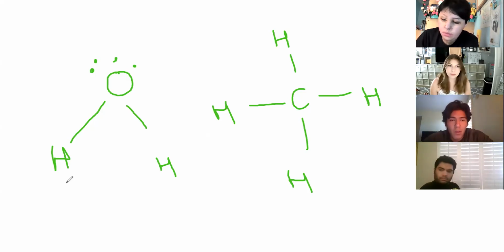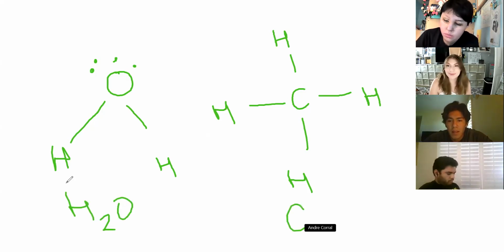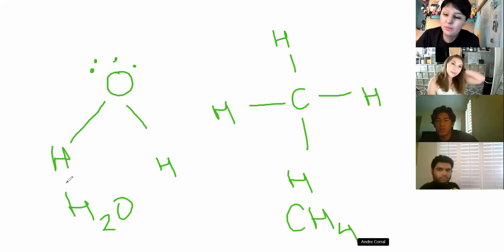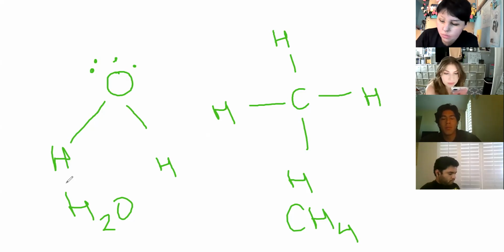Because look, this is water, so H2O, and over here we have methane, which is CH4. So these are two very similar compounds, similar not in what they are, but in how their geometry works. But they do have slight differences that help you guys read that chart a little better. You know what I mean?